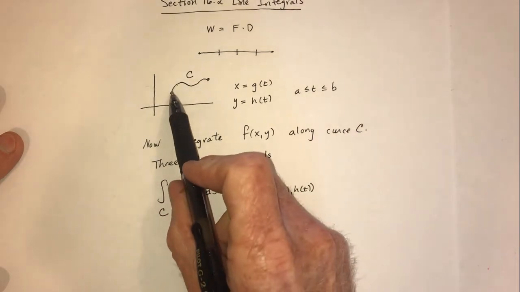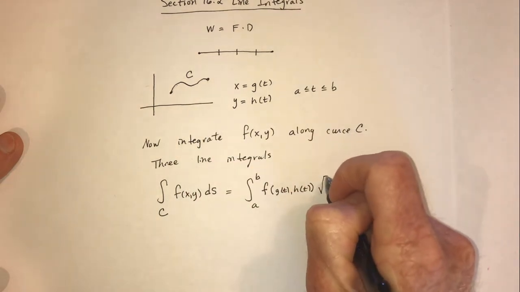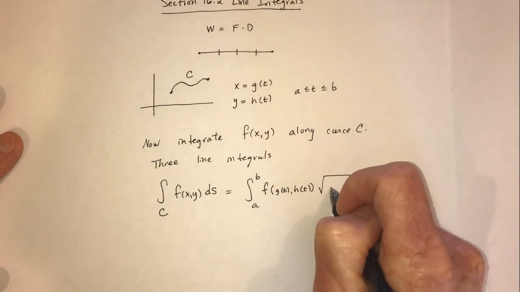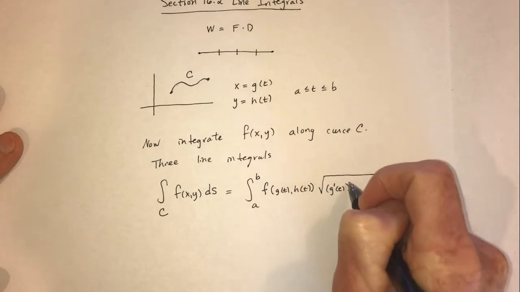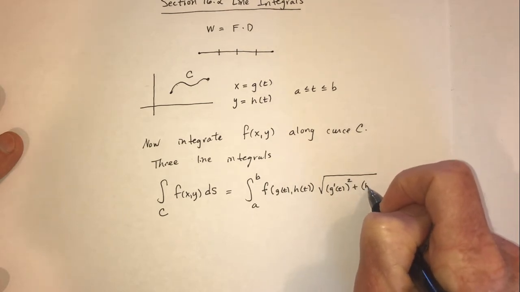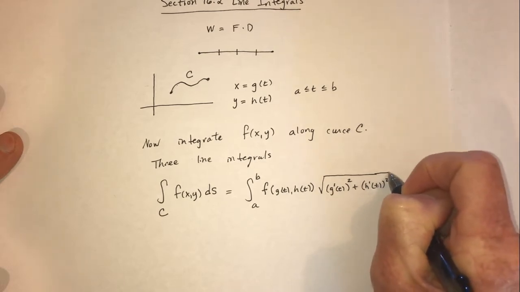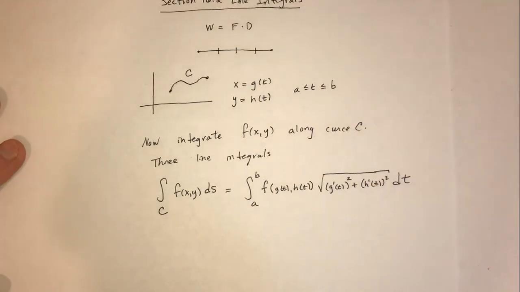And then we would need to know the length of this. And so you may remember, to find arc length, that is the square root of each derivative squared. So then take the derivative of g and square it, plus the derivative of h and square it. And then it's going to be an integral with respect to t.